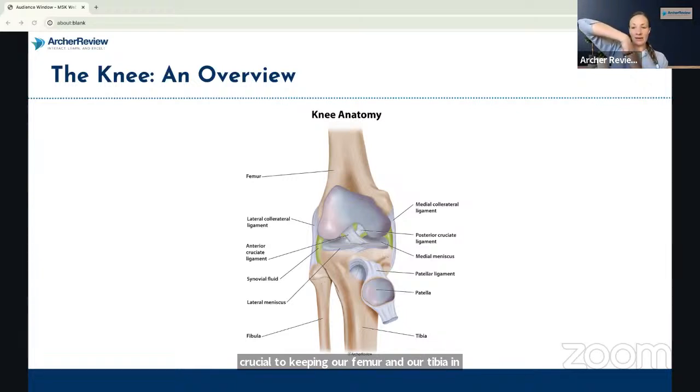Okay. And then we move to the PCL, which lives right behind the anterior cruciate ligament. So the PCL is the posterior. Those two ligaments cross and they work together to really support rotational movement and also anterior-posterior movement of the tibia in relationship to the femur. So the posterior ligament is going to prohibit that movement posteriorly, okay?